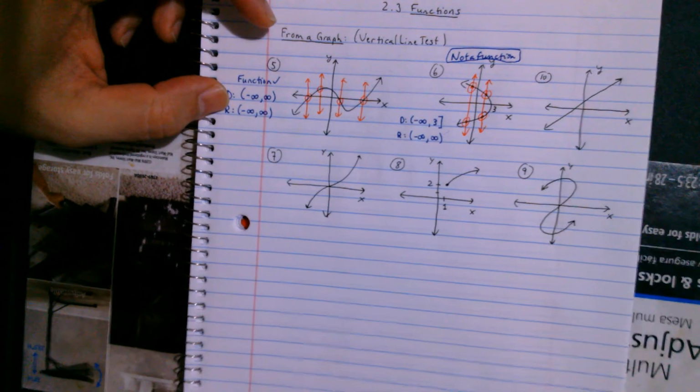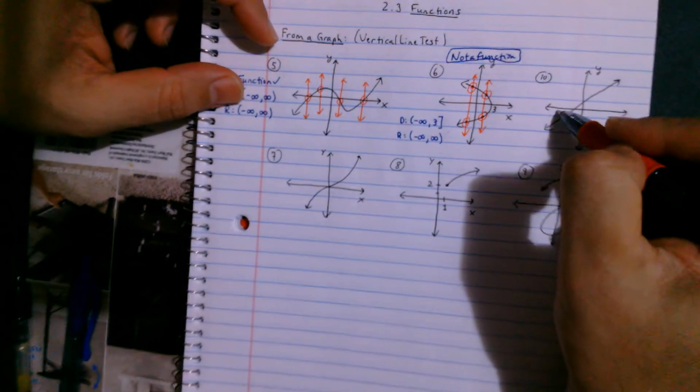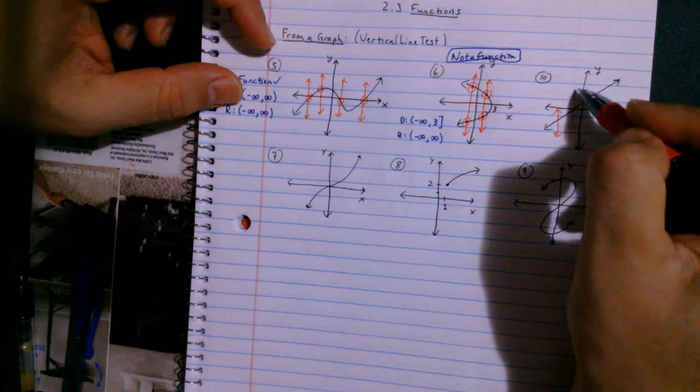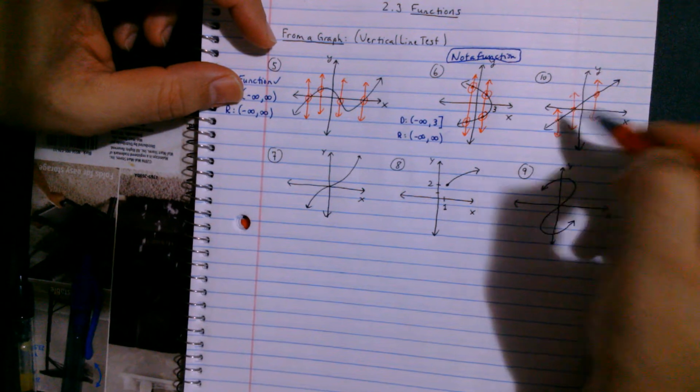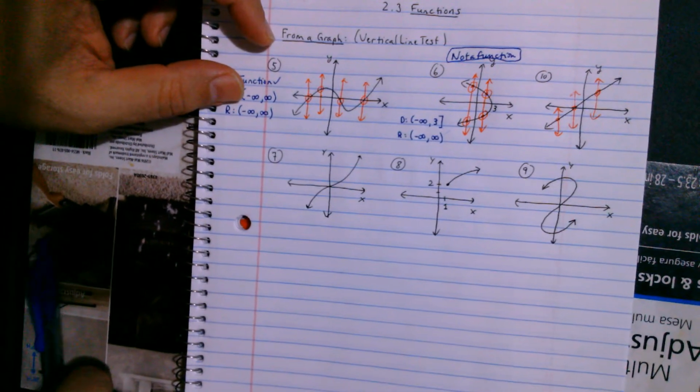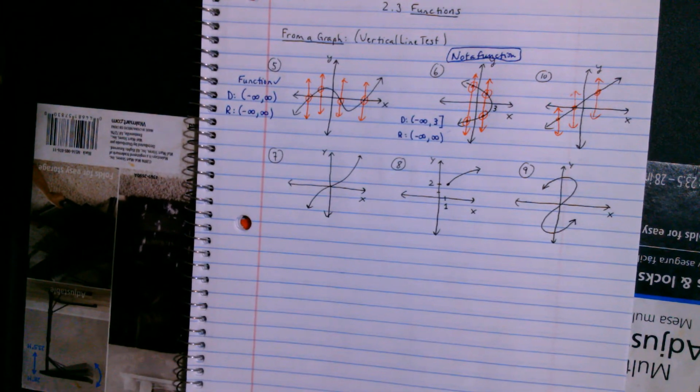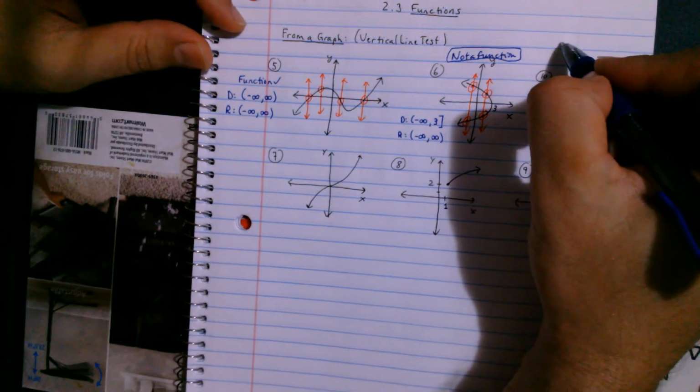Again, the third one. Every vertical line I run through this, can you convince yourself? It hits the graph only once. So this would be a function. Number 10.